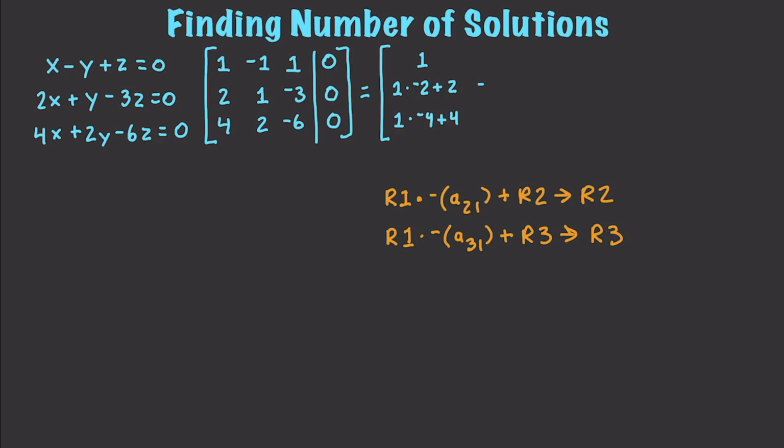Then for our next value, we'll have negative 1 times negative 2 plus 1. And this will be negative 1 times negative 4 plus 2. We'll have 1 times negative 2 minus 3. 1 times negative 4 minus 6. 0 times negative 2 plus 0. And 0 times negative 4 plus 0. And of course, across the top, everything stays exactly the same. Right like that.